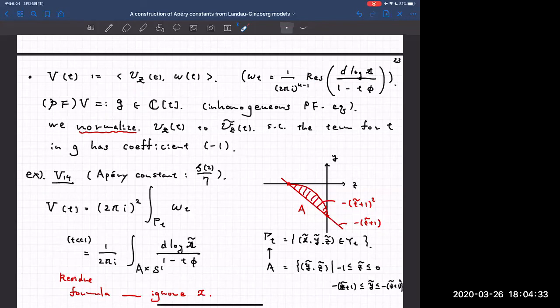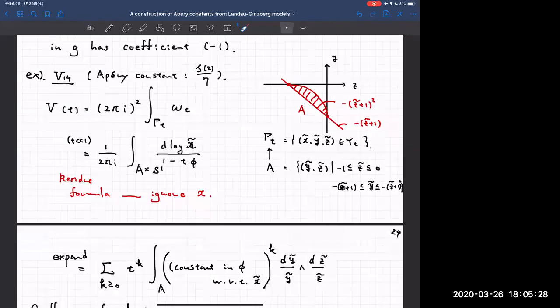And essentially, this V_t is our desired Apéry constant if we take the limit. But again, like dividing the sequence B_n by 1 over 6, like this, we need to normalize this V_t in some sense. So here, for the normalization, we should consider the inhomogeneous Picard-Fuchs equation. If we apply the Picard-Fuchs operator to V, then we obtain a certain polynomial Z. So we normalize this original higher normal function, mu Z t, to mu Z tilde t by changing the term inside of Z with respect to t to the term for t in this polynomial G, which has a coefficient just negative one.